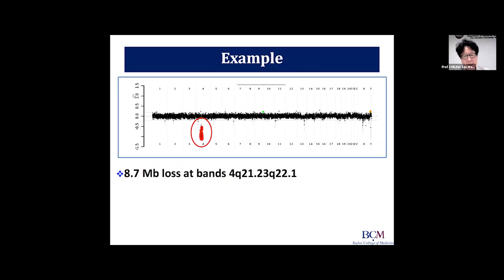So they sent it to our lab for array. When we run the array, you could see that everything is normal except for chromosome 4. And this chromosome 4, when you open it up, turned out to be an 8.7 megabase loss, because we also did FISH to confirm it, at 4q21.23 to q22.1.